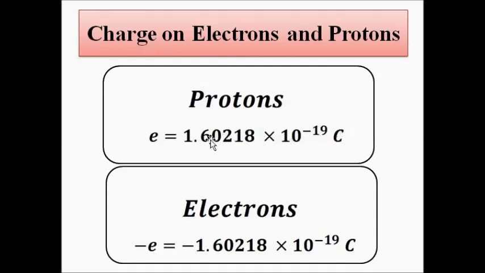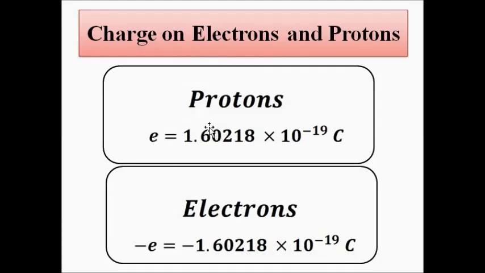Okay, this value 1.6 is generally taken as 1.6, and the remaining portion is neglected. It is normally written as 1.6 into 10 to the power minus 19 coulombs in protons, and in electrons it is the negative of this charge, which is minus 1.6 into 10 to the power minus 19 coulombs. Now this entire value, 1.6 into 10 to the power minus 19 coulombs, is called the standard electronic charge, which is written as small e.